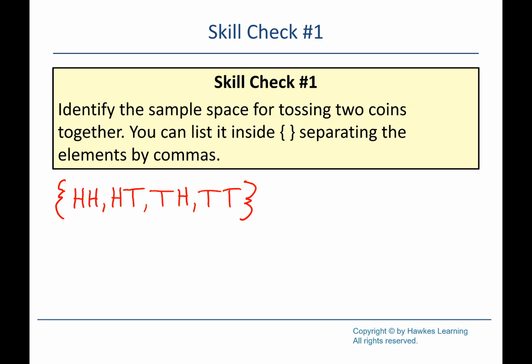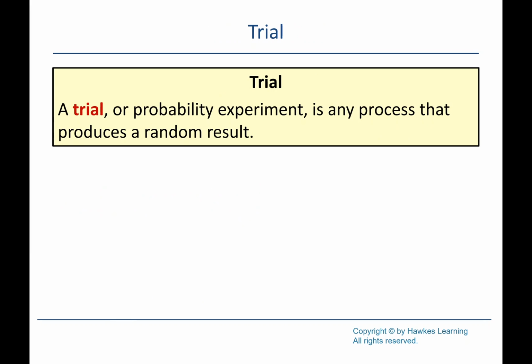Okay, so just quick review of vocabulary here. We'll get the actual formal definitions. So we're doing a trial or a probability experiment. That's some process or procedure we're doing where we have a random result. And when I say random, I don't mean we can't figure out probabilities. I just mean we don't know the actual result until we do the process, like flipping a coin.